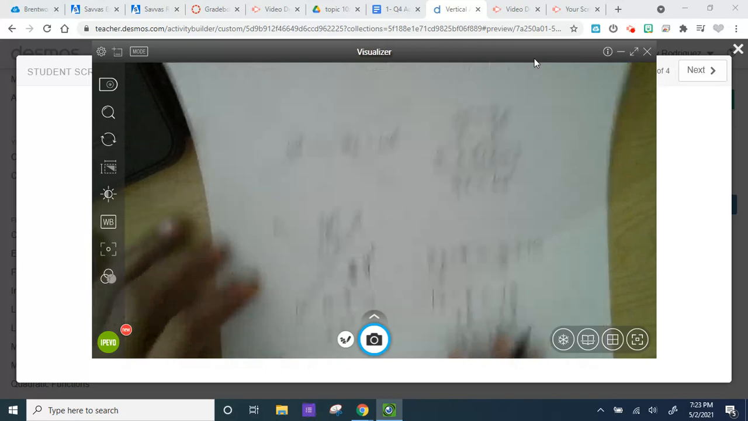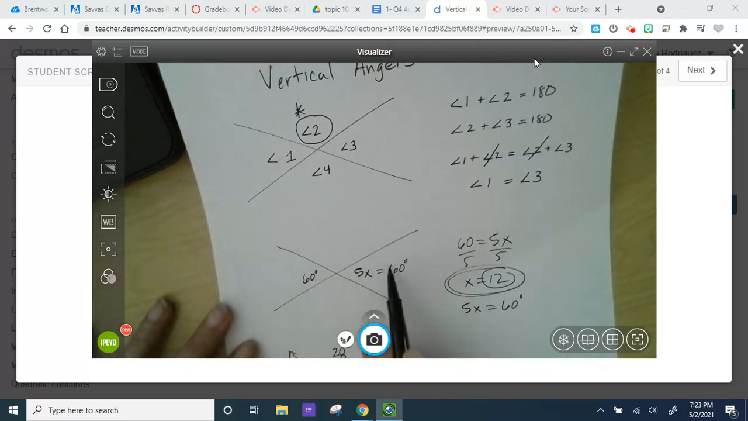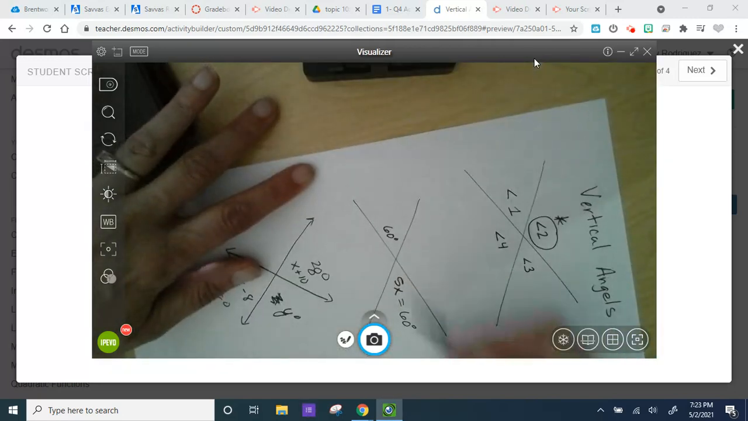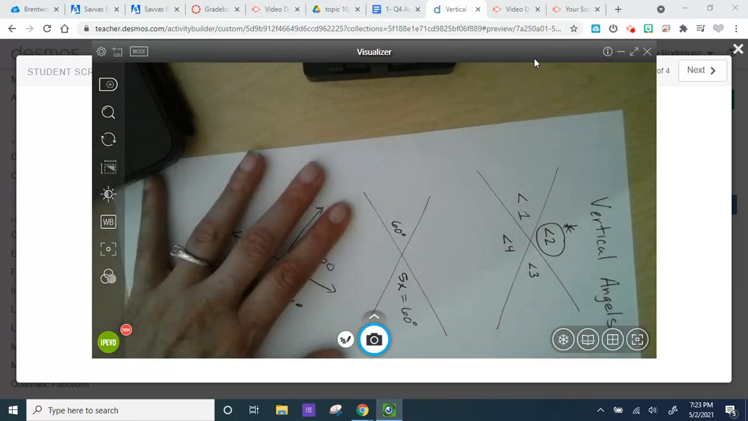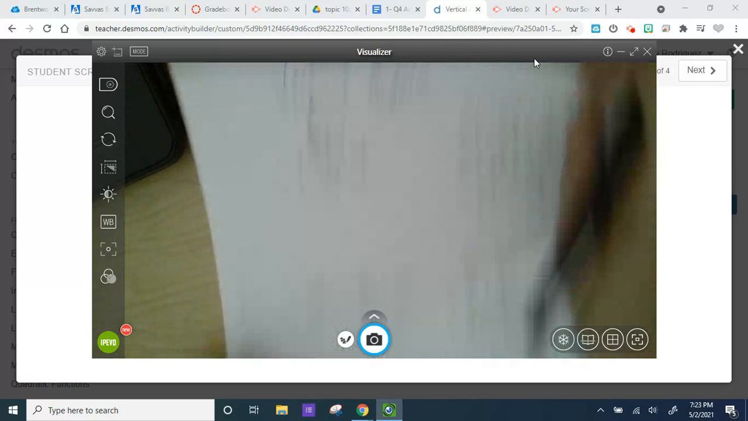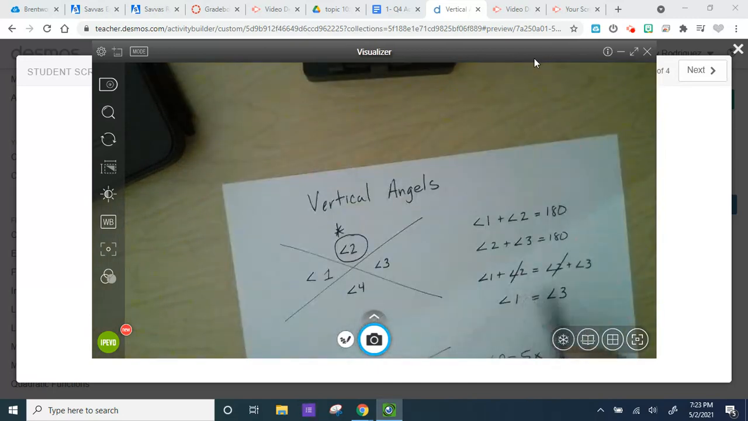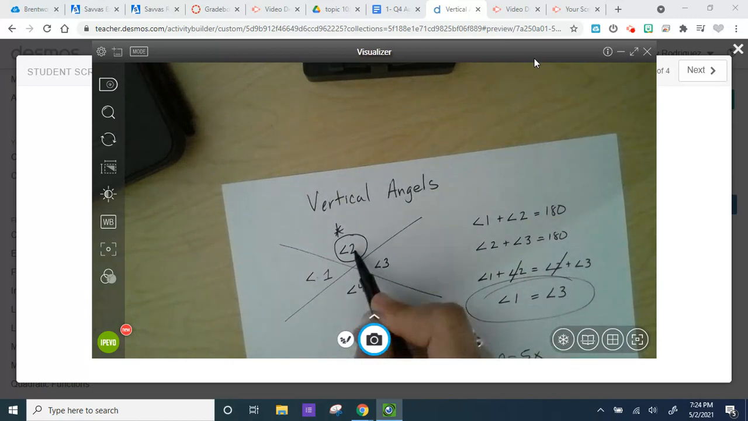So remember, vertical angles are anything that are across from them. The word vertical means up and down, but remember in geometry, we can move the paper however we want. So up and down or left and right, those are vertical, and vertical angles equal each other. 1 equals 3, and also 2 would equal 4.